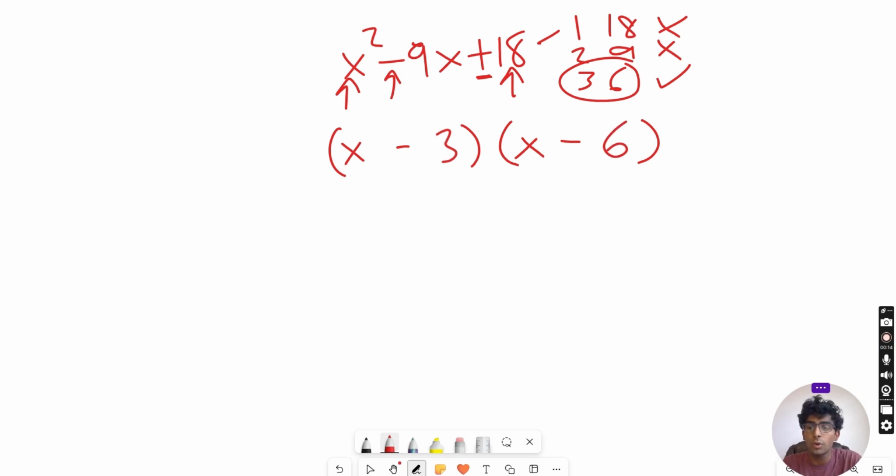It can be in any order. It doesn't matter what the order is. So x minus 3 times x minus 6, that would be your factored form of this trinomial. And later when we do operations with polynomials, we'll talk more about how to multiply binomials together using the FOIL method. But as of right now, this is how you would factor this trinomial.